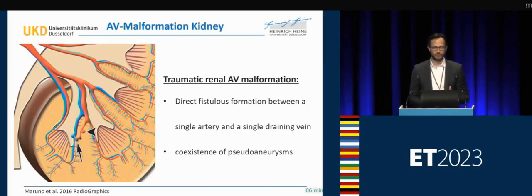So to get a little bit of structure in the AV malformation, just for completeness, and Deborah will talk about traumatic injuries hereafter, but we all have these cases when the kidney gets punctured or there's a trauma through a car accident. We have a direct fistulous formation between a single artery and a single draining vein, and also associated coexisting pseudoaneurysms.